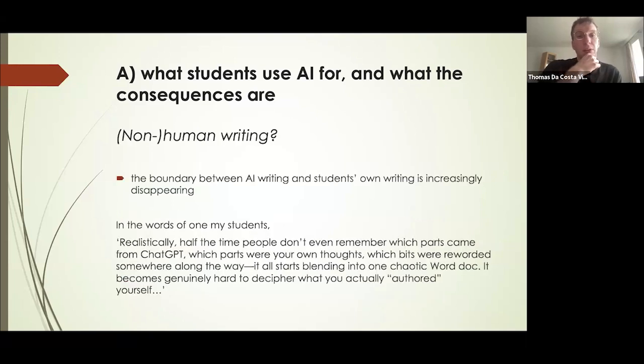So all of this together, you have a sort of practice where the boundary between human and non-human writing and learning and teaching is starting to disappear, especially when it comes to writing. In the words of one of my students, sometimes people don't even remember which parts came from the AI and which parts came from them when they're writing an essay, for instance. So we have to really accept that reality. It's not always the case, but it is increasingly the case.